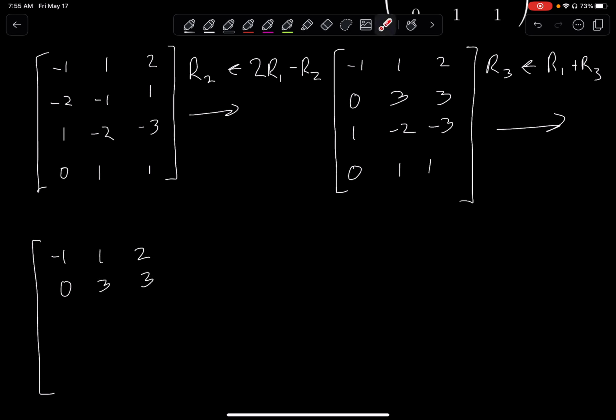Okay, so now I actually have to do my addition. So this plus this gives you a 0. If it gives you anything else, then something is wrong, right? 1 minus 2 gives you then -1. And then, of course, 2 minus 3 also gives you -1, right? Okay, and then row 4 remains unchanged, right?